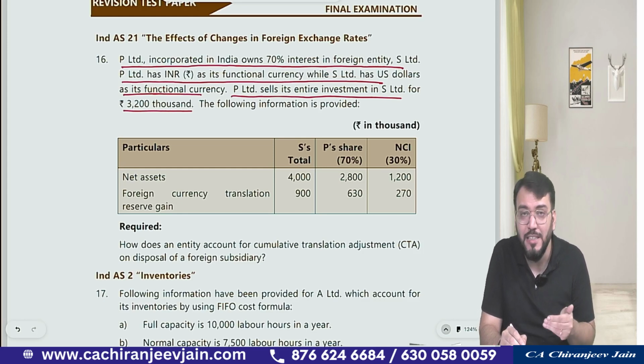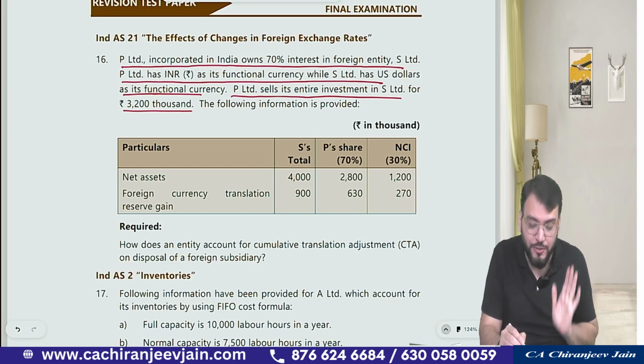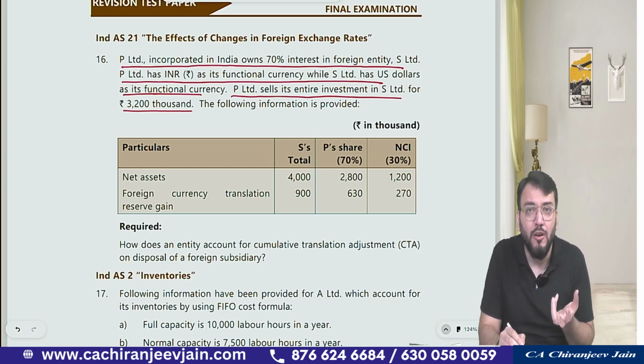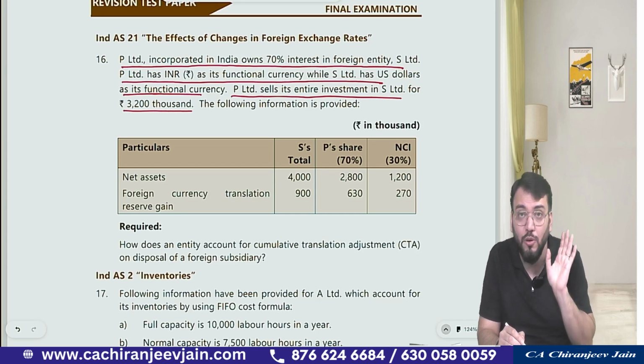Now we know that whenever there is a loss of control and if there is some OCI component, that OCI component needs to be closed as per the respective IND AS. Of course, it is a question of IND AS 21, so there will be some FCTR, and the cumulative FCTR as per IND AS 21 will be reclassified to PL.